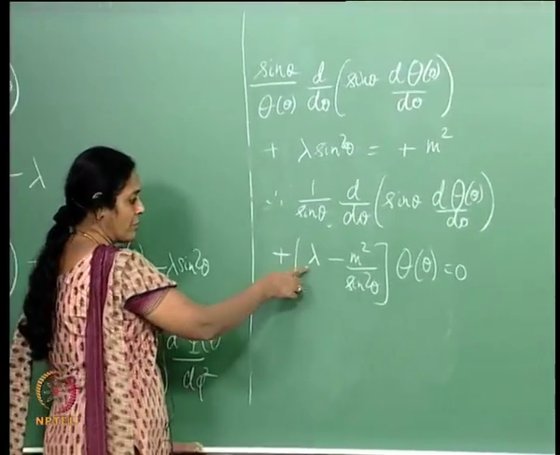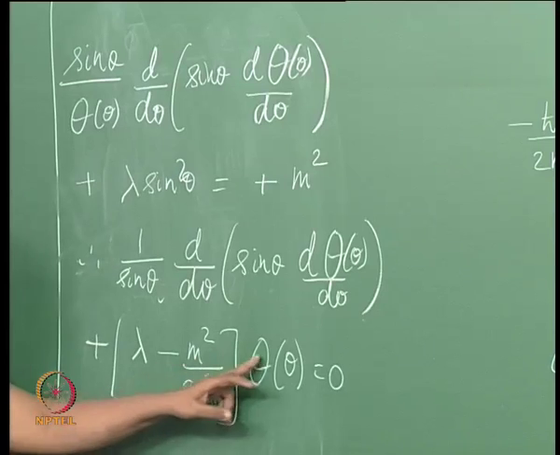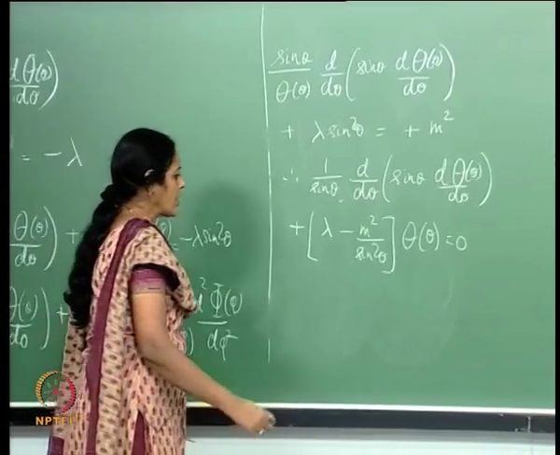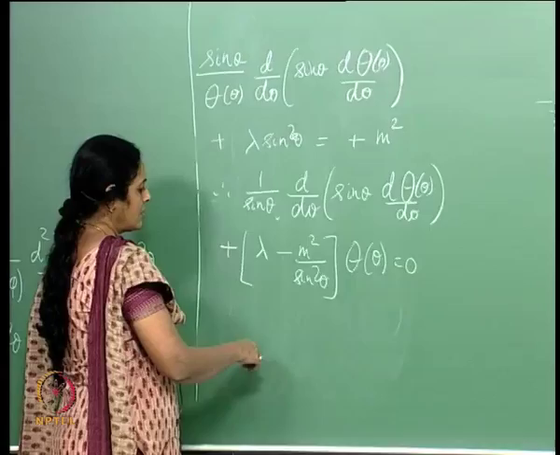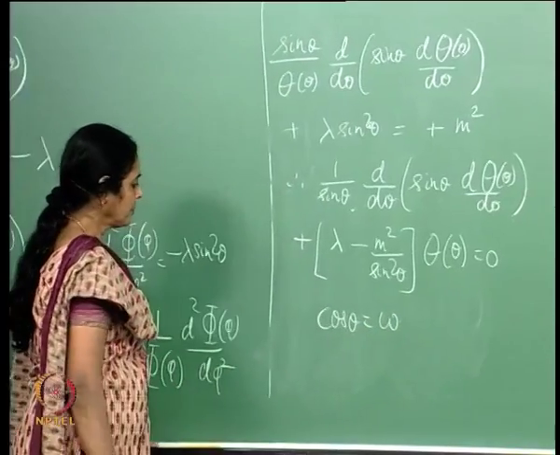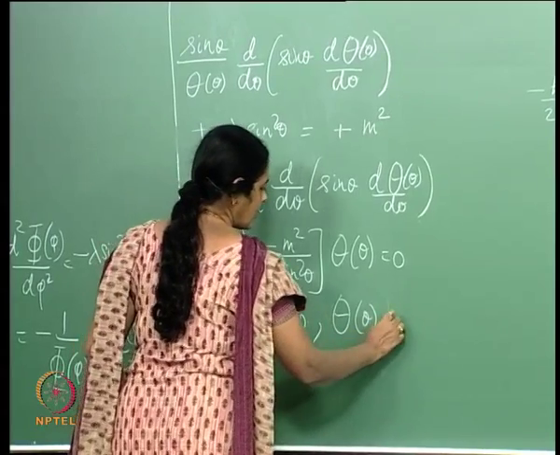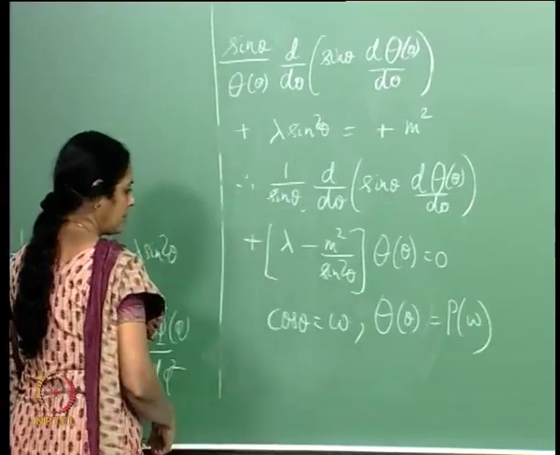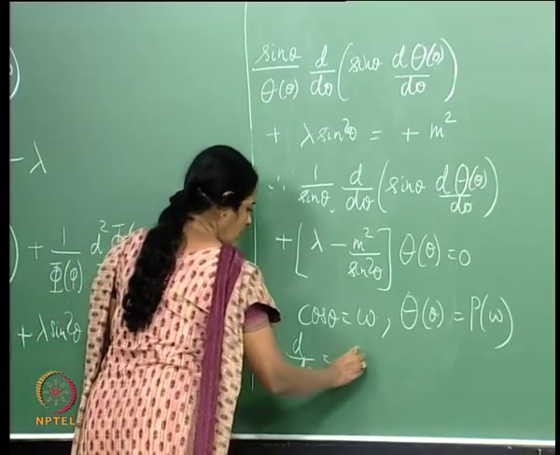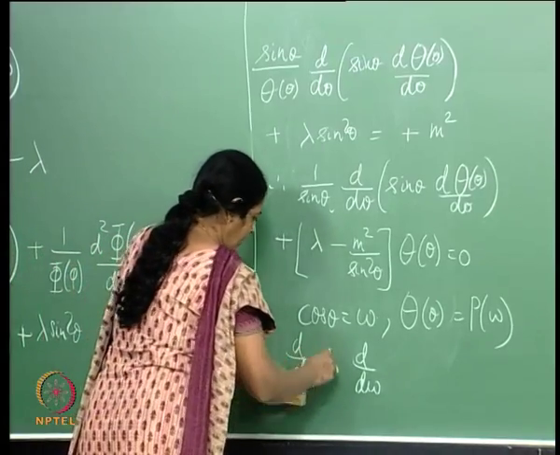That is the eigenvalue equation for L squared. That gave me the lambda, and therefore this is the equation for theta of theta which I have to solve. So if you look at this, just for the sake of writing things in a compact fashion, let me define cos theta as W, which implies theta of theta is some P of W. I need to find out d by d theta. So d by d theta would be d by dW times dW by d theta. That gives me a minus sine theta.